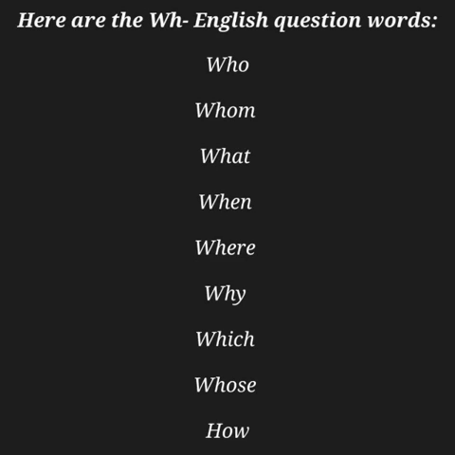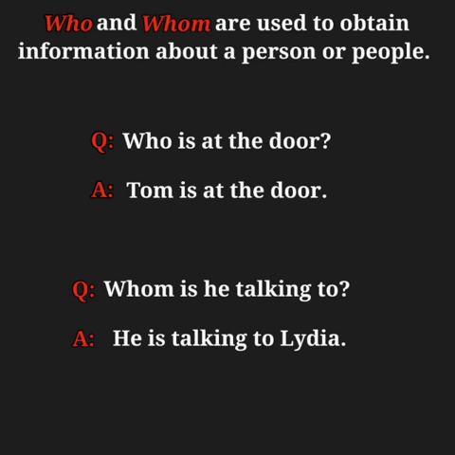The WH question words are who, whom, what, when, where, why, which, whose, and how. Who and whom are used to obtain information about a person or people. Example on who. Who is at the door? Tom is at the door. Example on whom. Whom is he talking to? He is talking to Lydia.